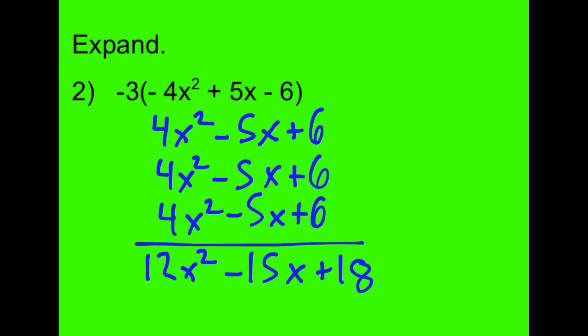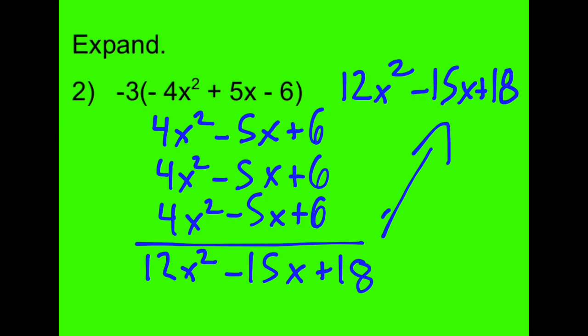Now remember the shortcut to this. You can use multiplication. You can say negative 3 times negative 4 equals positive 12x squared. And you can say negative 3 times positive 5 is negative 15x. And you can say negative 3 times negative 6 is positive 18. And that's the same as that.